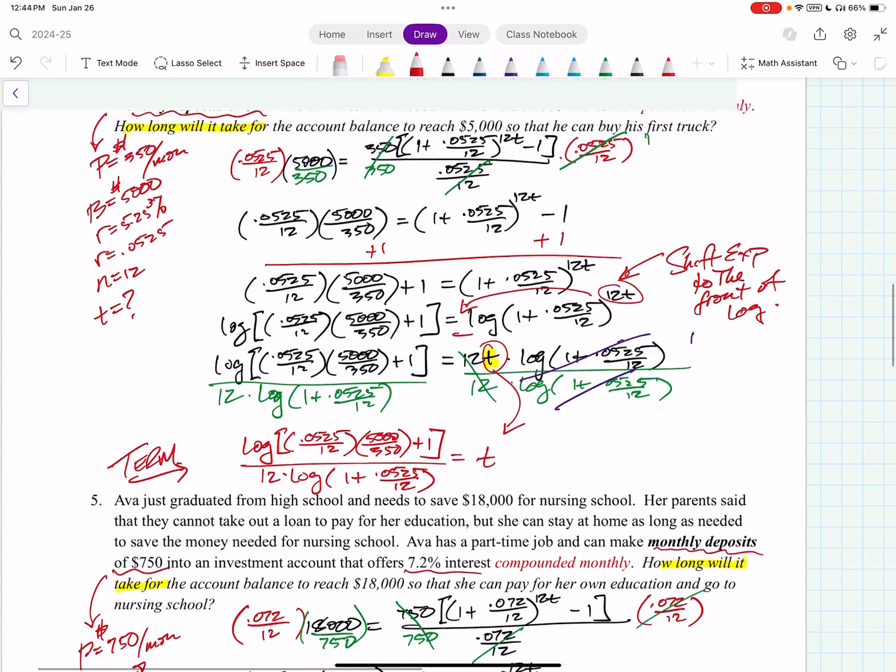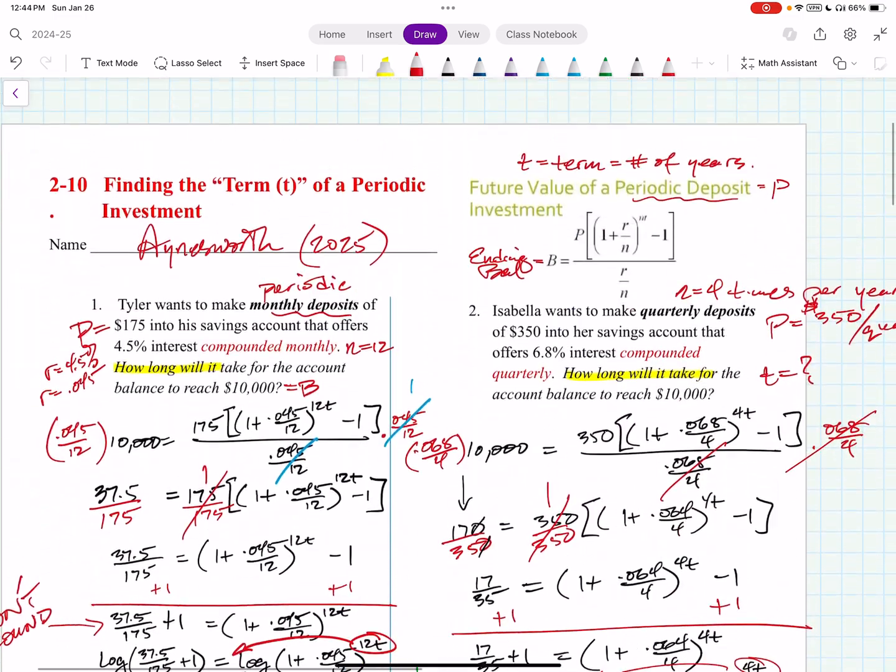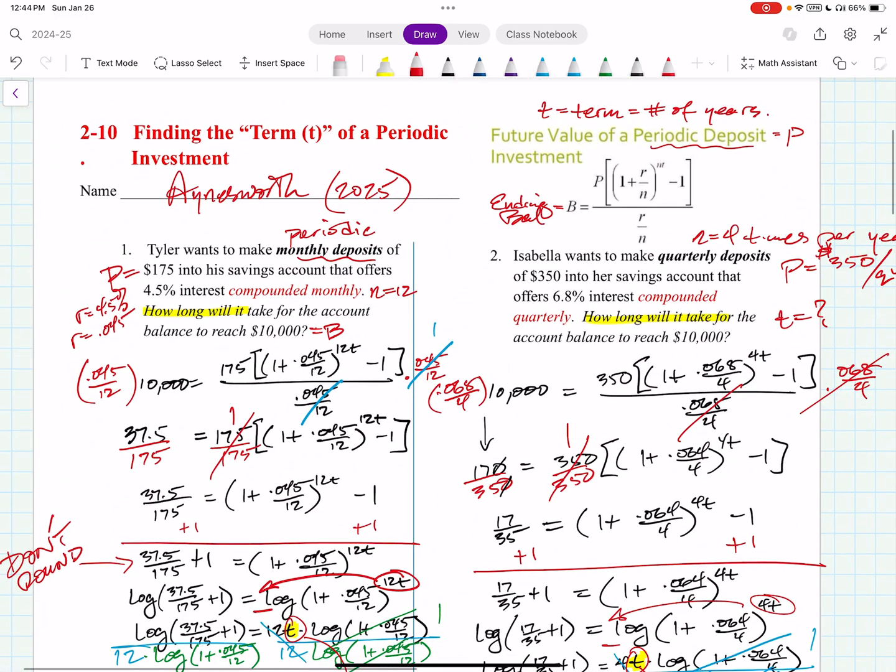All right. So that is how you do number 5 here. And again, this is how you find the term of a periodic investment.